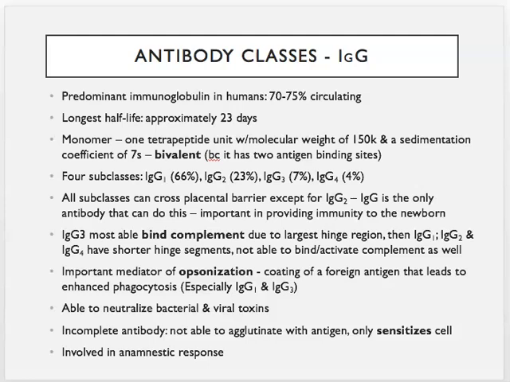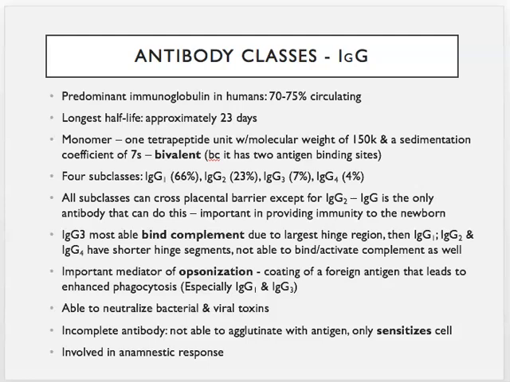IgG3 is the subclass that is most able to bind complement because it has the largest hinge region. Then IgG1, then IgG2, and IgG4 have shorter hinge segments, so they're not able to bind or activate complement as well. IgG is an important mediator of opsonization.